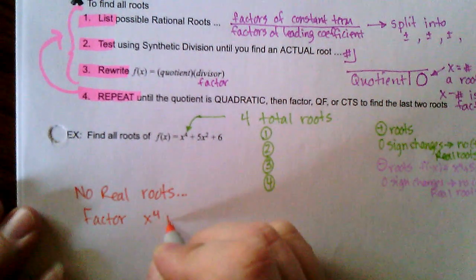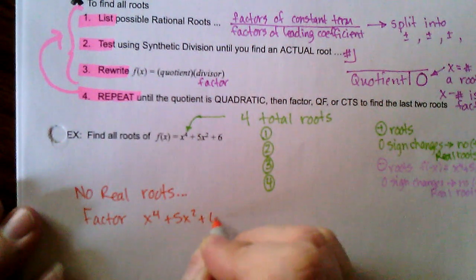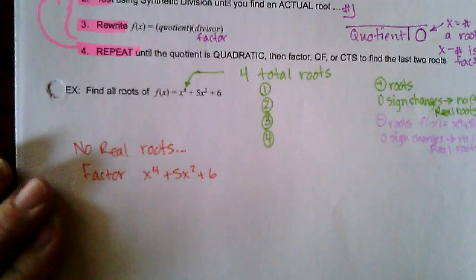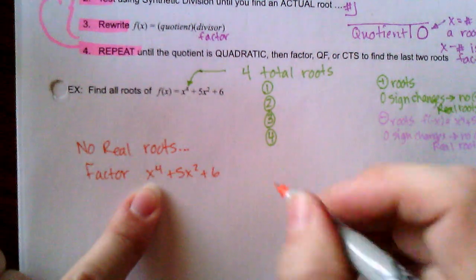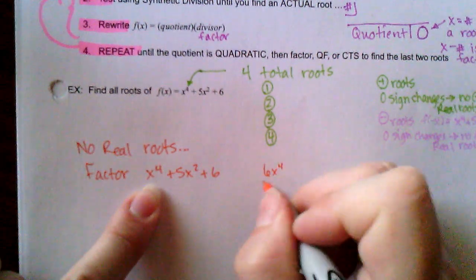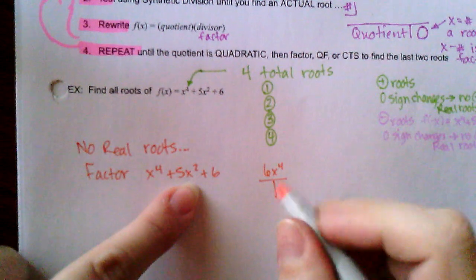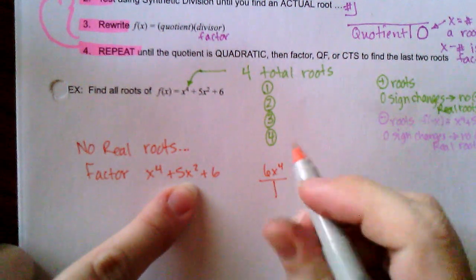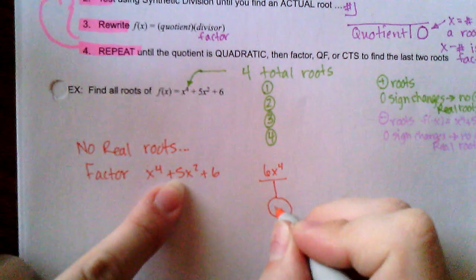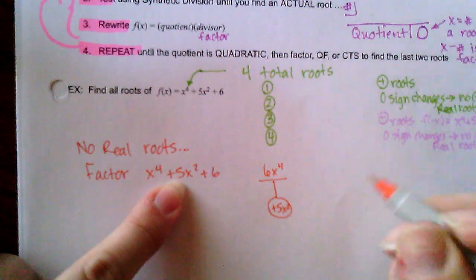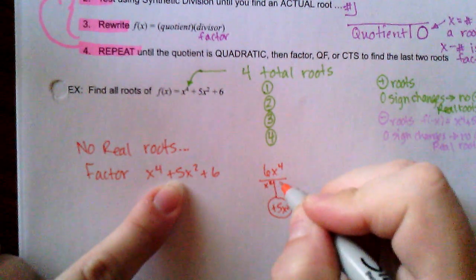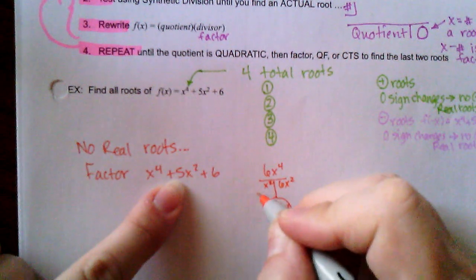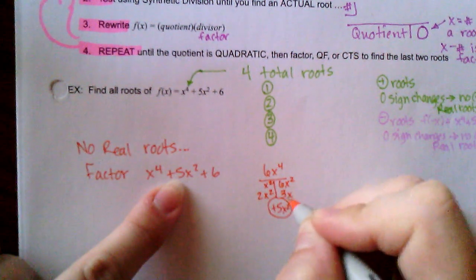So we're going to factor x to the fourth plus 5x squared plus 6. And again, we can do the AC method. So we take the first times the third, 6x to the fourth, and I need a pair that would multiply to give me 6x to the fourth, but add to give me positive 5x squared. So let's see, my possibilities would be x squared times 6x squared, or 2x squared times 3x squared.